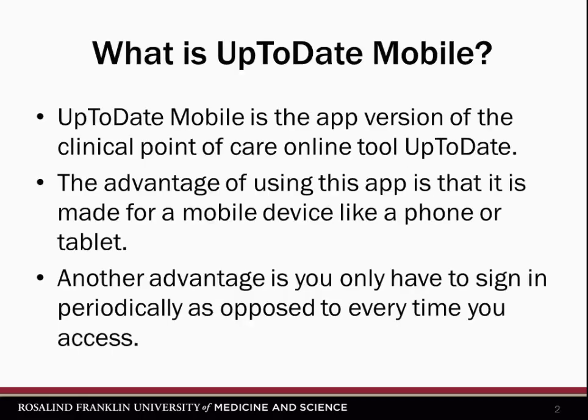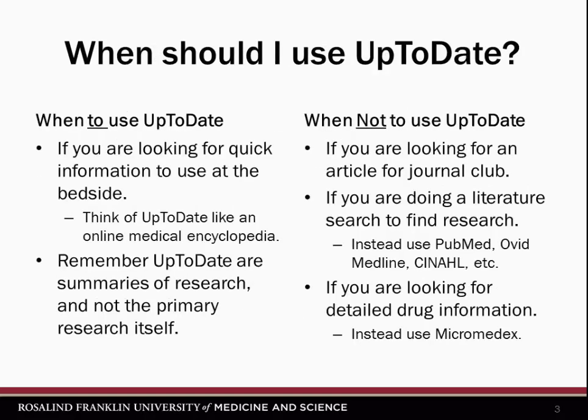Okay, so first of all, what is UpToDate Mobile? UpToDate Mobile is the app version of the clinical point of care tool UpToDate. The advantage of using this app is that it is made for a mobile device like a phone or tablet, so it's really nice and easy to read. Another advantage is that you only have to sign in periodically with the app, as opposed to every time you access, like in the regular library resources. So it makes it a little more seamless. This is why it's a little easier to use in the clinical rotations than the web version, so I usually suggest students at least downloading the app and trying it out when they're on clinical rotations.